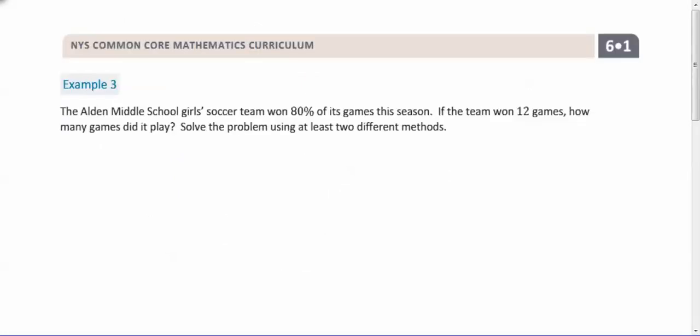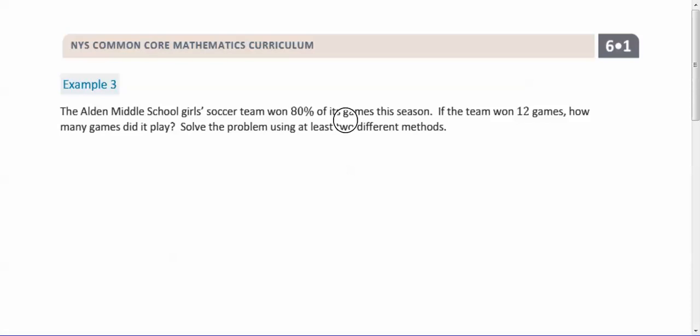Example 3, it says the Alden Middle School girls soccer team won 80% of its games this season. So this is a pretty good team, right? They're winning, you know, that's pretty close to 100%. It's not like they're winning 10% of their games or something. So we know that they're a good team.